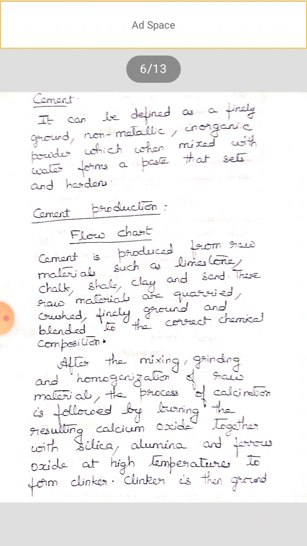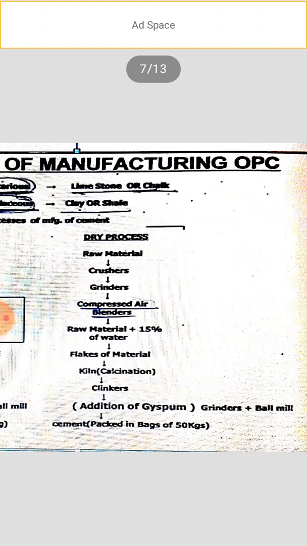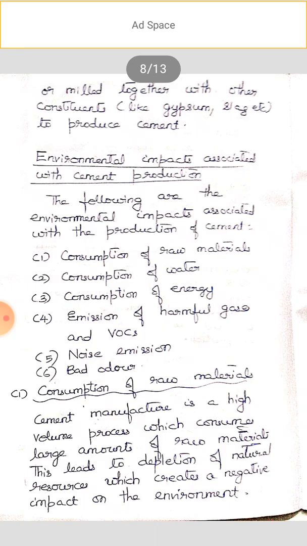After the mixing, grinding and homogenization of raw materials, the process of calcination is followed by burning the resulting calcium oxide together with silica, alumina and ferrous oxide at high temperatures to form clinker. So we all know what is clinker. Clinker is then ground or milled together with other constituents like gypsum, slag, etc. to produce cement. So production of cement is known to all. So draw the flow chart and explain the process as I have given it simply.